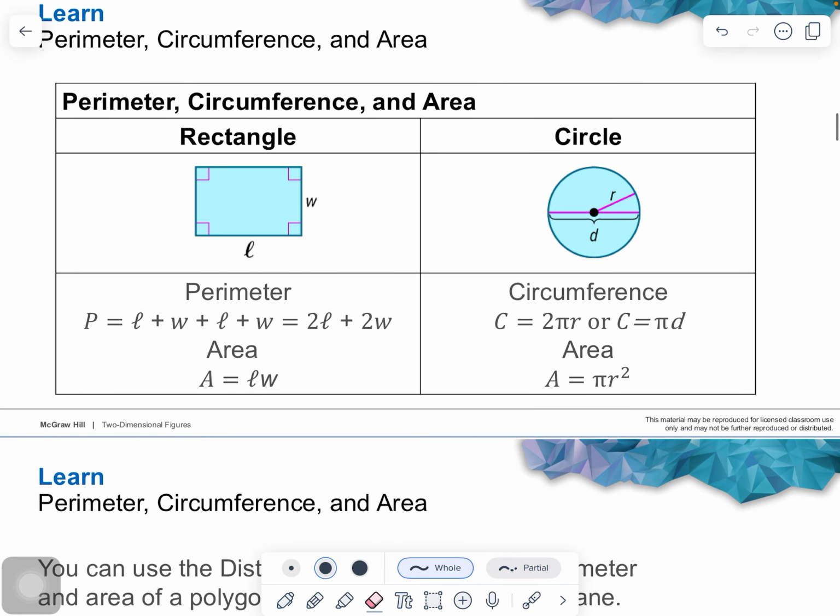Now for rectangle, your perimeter is going to be length plus width plus length plus width. Since there's two lengths, we combine those. And there's two widths, we combine those. So it's 2 lengths plus 2 widths. And then your area is length times width.